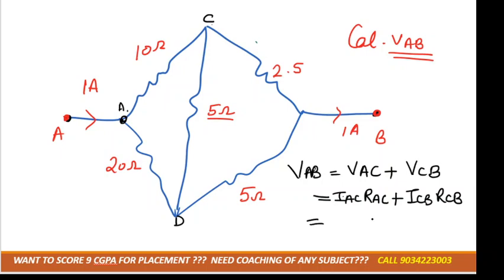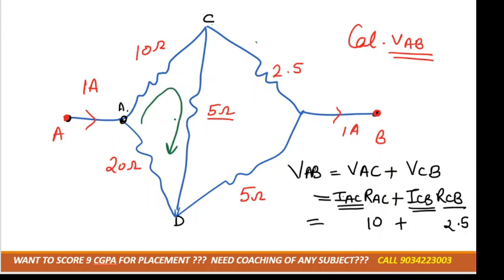So the RAC value we know is 10 ohm, and the RCB value we also know is 2.5 ohm. But we don't know the values of ICB and IAC. Whenever there is a need for current, you need to apply KVL. You are moving from A to C, so your current should also move like this.